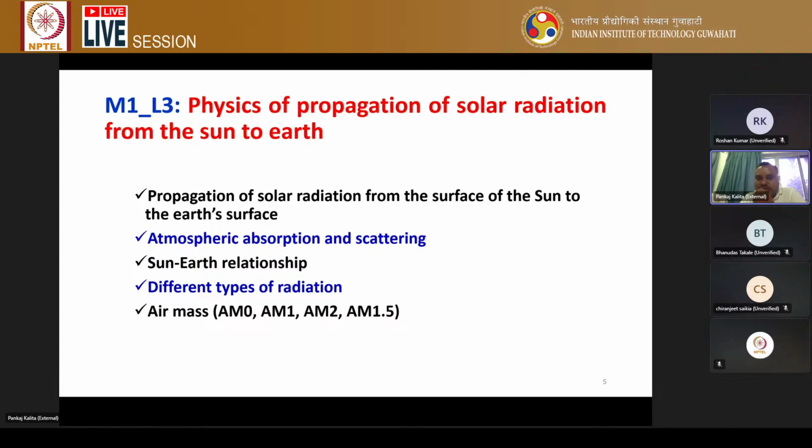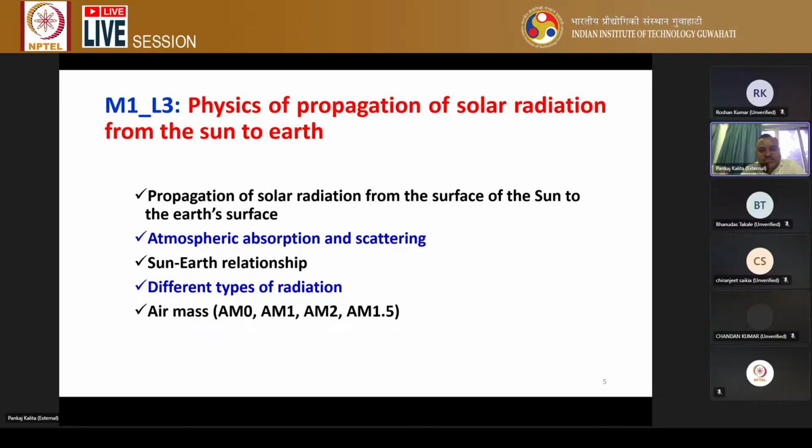And also sun-earth relationships were discussed, and different radiation terms like solar insolation, sometimes solar irradiation. These are different terminologies we use, and what the meaning of those terminologies is has been elaborated. And also the air mass. Air mass is about the thickness, primarily we can say the thickness the radiation has to pass through in the earth's atmosphere.